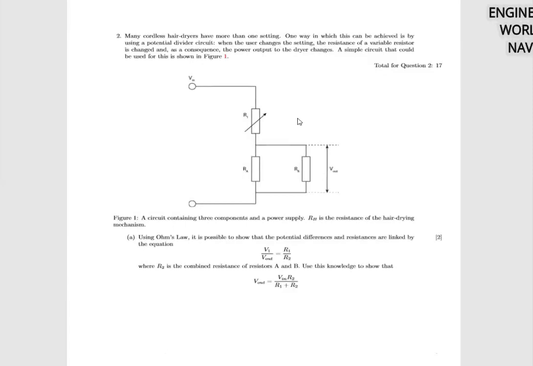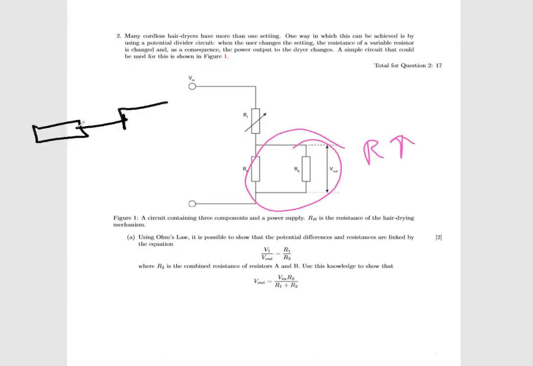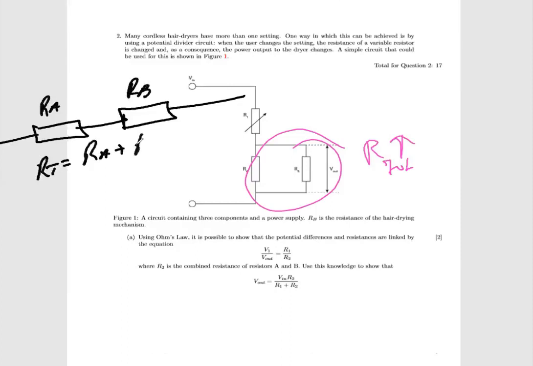Okay, so if you decrease the value of RB, then total resistance will increase, if they are connected in series. In parallel... no, sorry, wait. Total will increase, RA plus RB. So if you decrease this, your R total will get decreased in series, okay?